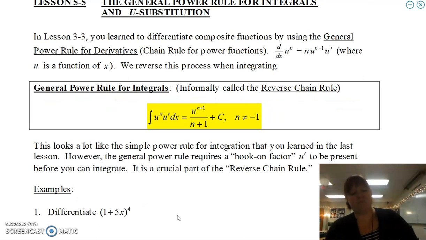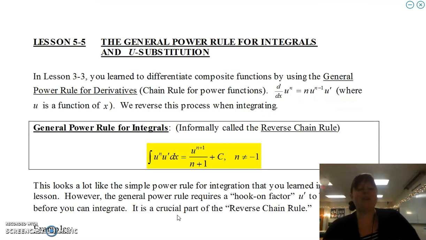And we're going to talk about it. And then we're going to talk about U-substitution. And let me tell you, I'm such a geek. U-substitution is literally one of my favorite things in calculus. I think it might be my favorite. I just love it. I don't know why I love it. I don't know why I'm such a geek about it. But I just love U-substitution. It's so cool. So hopefully you love it too.